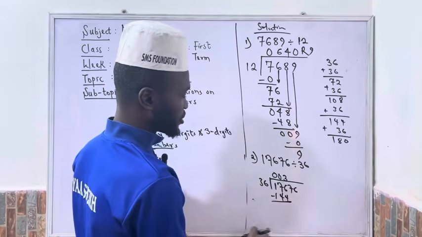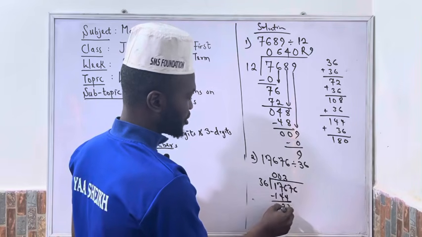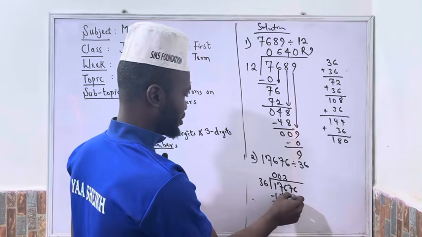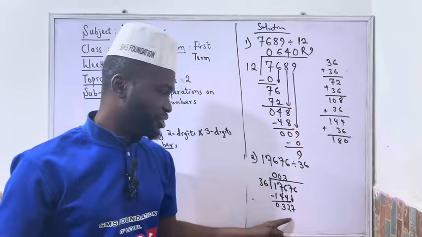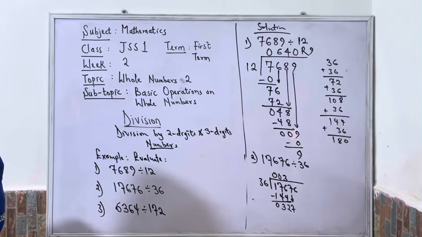So we do 6 minus 4. This will give me 2. 7 minus 4. This will give me 3. 1 minus 1. This will give me 0. Next, we bring down the 7. So now 337 is a big number.